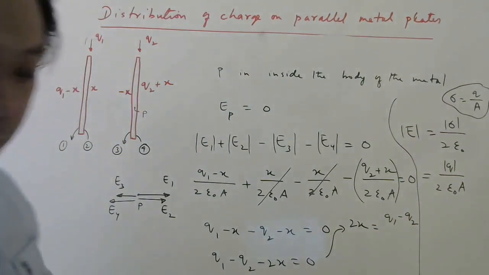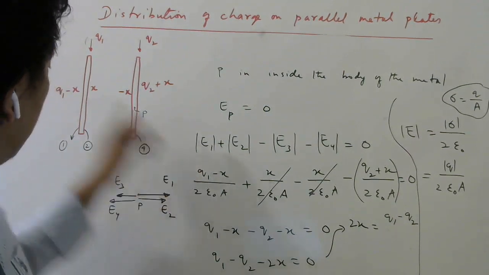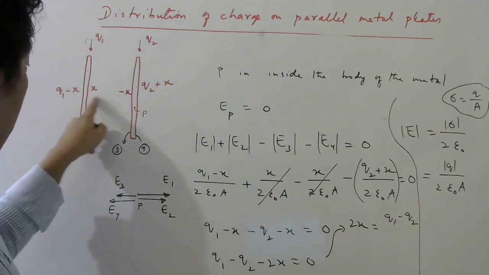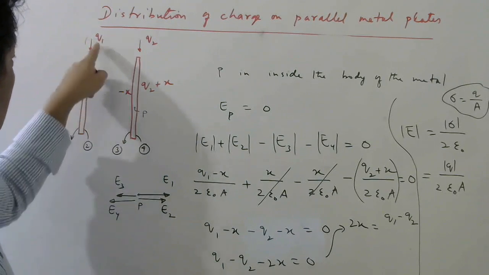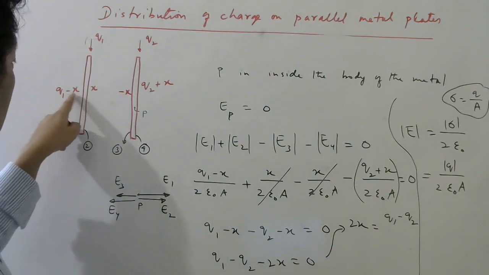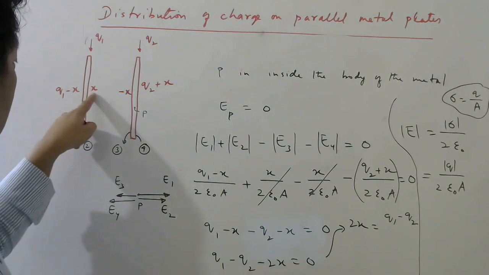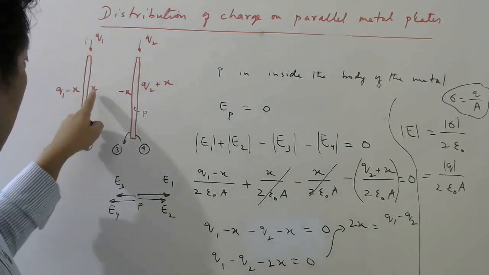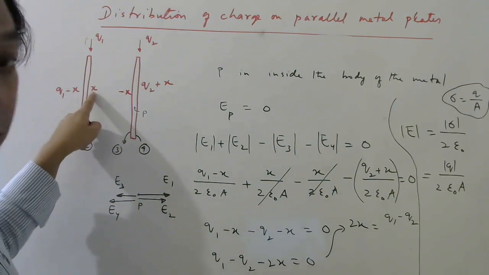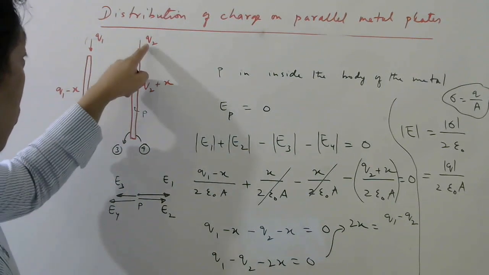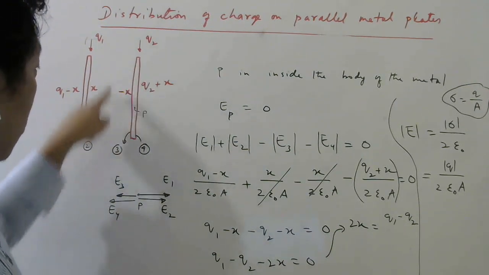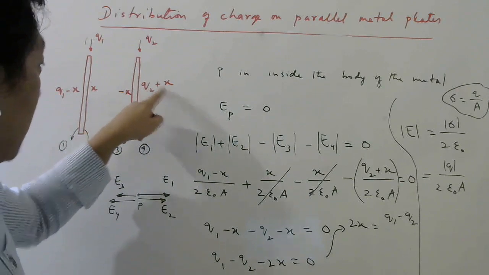Let me check once, okay? This E1 is due to this sheet of charge, right? So these two should have equal and opposite charges. Total is Q1, so this is Q1 minus X. So if you add this charge and this charge, you should get Q1. Now this should be opposite of this, so this is minus X. Total is Q2, so this total also should be Q2, so it should be Q2 plus X.